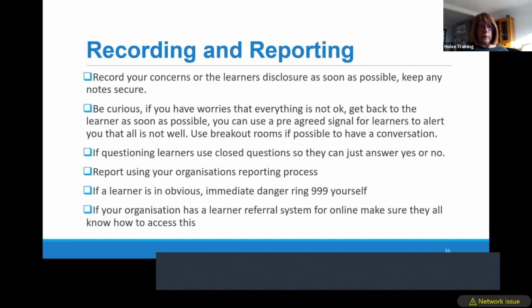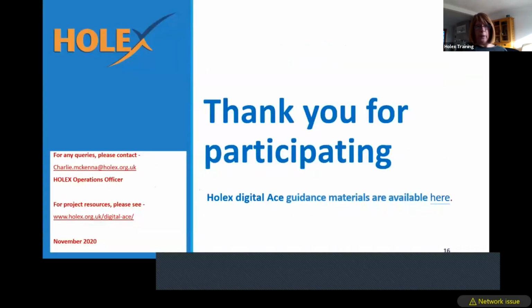It's not always easy. If you had someone supporting you, such as an LSA, you could ask them to do that. Just have a quiet chat with someone, or ask them perhaps to hang back after the session's finished, or ask them if you can phone them later. Use the chat to put things in. If you're questioning learners when you contact them, use closed questions so that if someone's in the background, they can just answer yes or no. Report using your organisation's reporting process. If the learner's in obvious immediate danger, then ring 999 yourself. If you've got a learner referral system for online, make sure they all know how to access it.